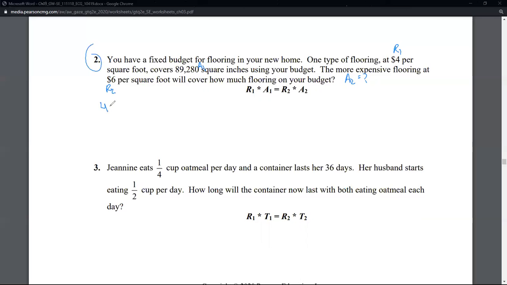So we just jam those numbers in the formula. R1 was the $4, skipping the units here because it'll look really weird otherwise. The algebra will terrify you with all those units in place. We don't like to solve equations with units in them, and that's what this is. This is an equation. Before, we were just doing what we call expressions. It's not a left side equals a right side. We were just taking a number and multiplying or dividing things. All right, so 4 times the 89,280, and then equals to the R2 was the 6, and then times our A2.